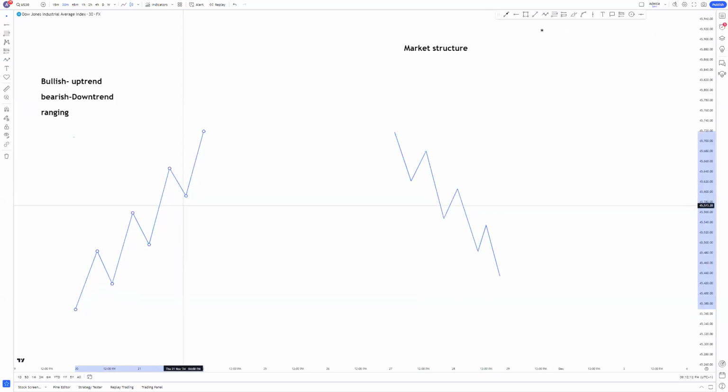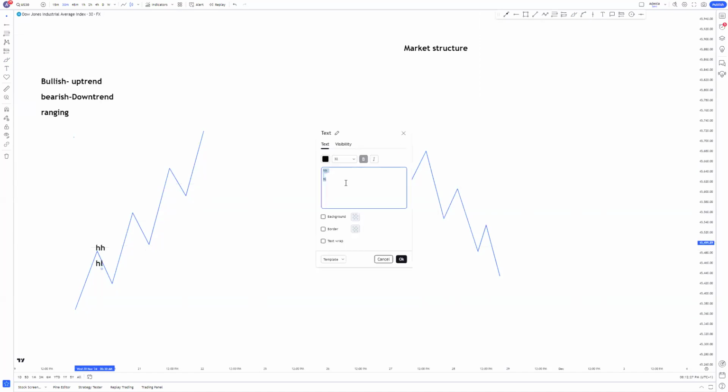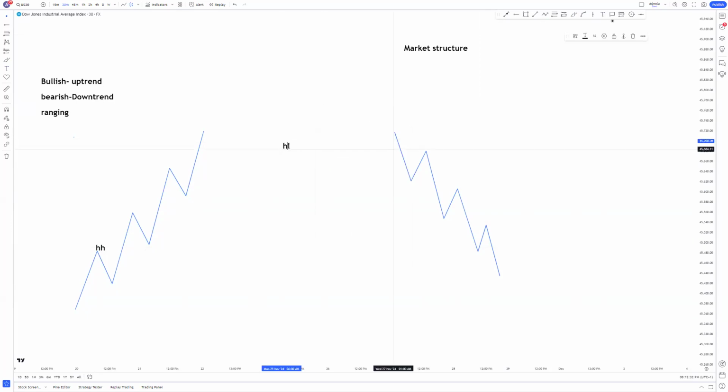When markets push to the upside, in a bullish trend, we create what is called higher highs and higher lows. All right, we create what is called higher high and higher low. And in a bearish market, we create what is called lower high and lower low. Now, this is a bullish market where price is creating higher high, higher low. This is a bearish market where price is creating lower high, lower low.